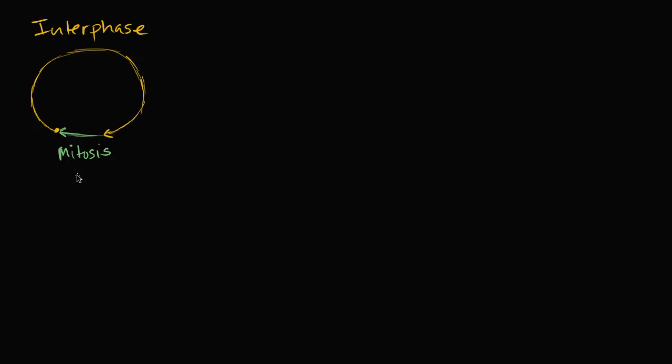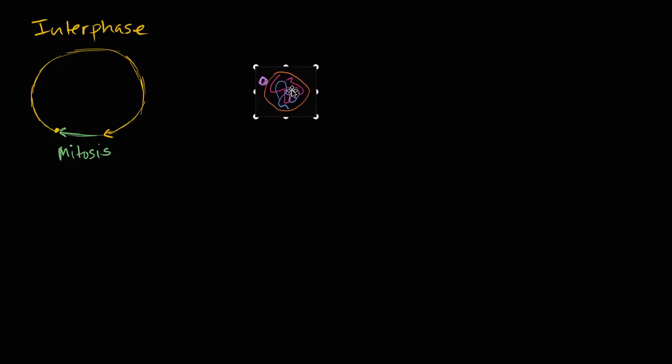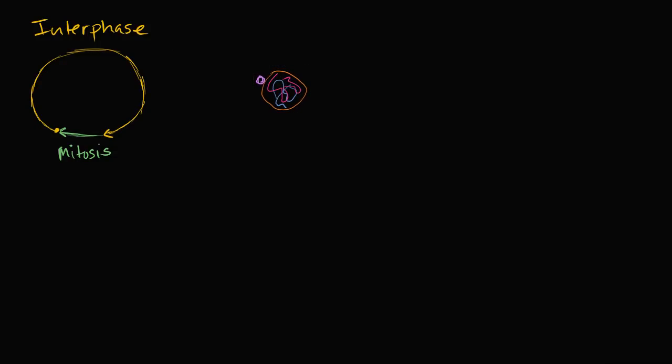And to do that, let's draw ourselves a cell. So let me copy and paste. So this right over here, actually I did that just to save time. So let's say this is a cell. So in green, I have its cell membrane. Inside of that, of course, you have all of the cytosol. And then in this orangish color, I have the nuclear membrane that defines the nucleus. And then inside of that, I have the DNA.